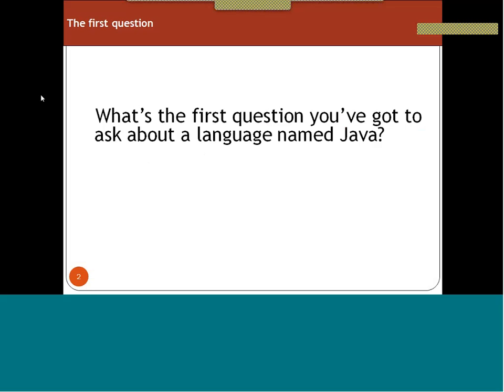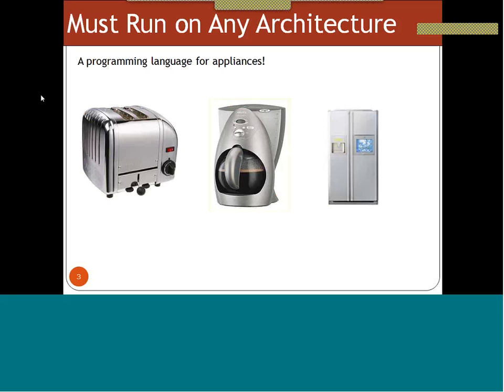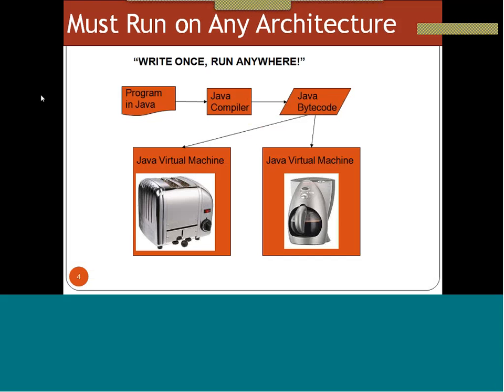So, what is the first question you get when you think of Java? What's the first question you would ask about a language named Java? Is it a programming language for appliances? I mean, what are these things doing here? A coffee machine, bread toaster machines and refrigerator. If we have Java installed in these machines, you can run Java anywhere. So the basic thumb rule of Java is write once, run anywhere.